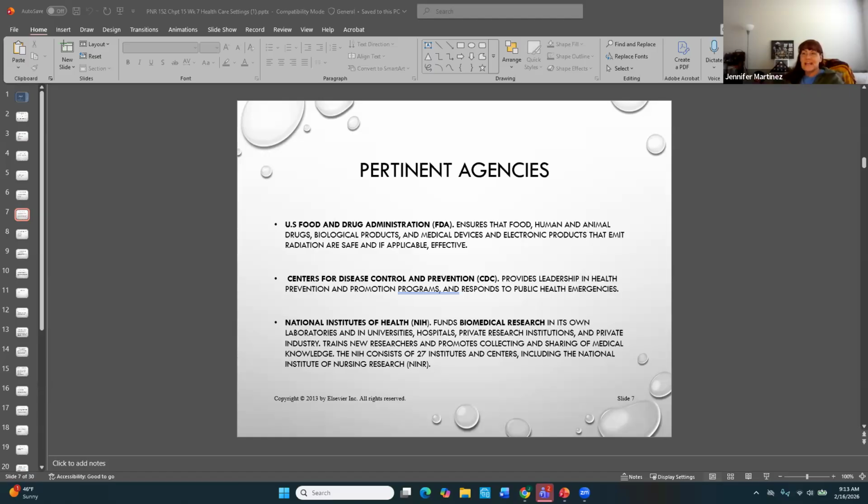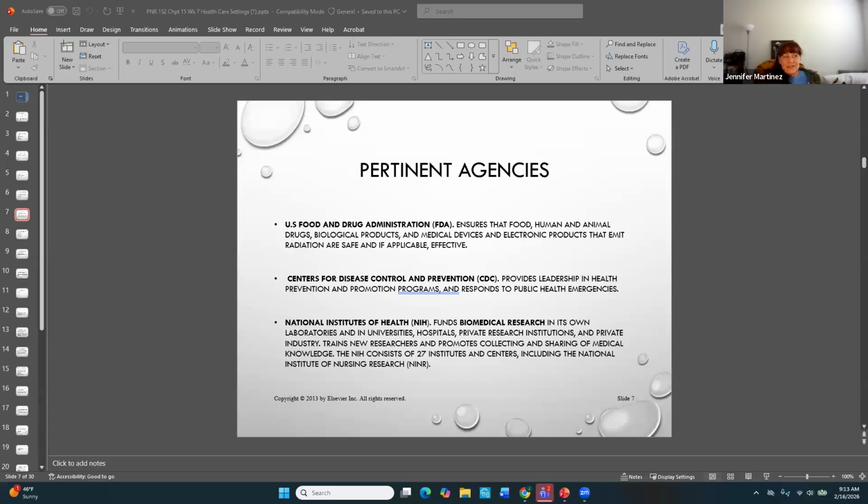If you decide that you want to travel out of the country, and you need to know if there are any additional vaccinations or other preventive treatment that you need to have prior to going to whatever country you want to go to, you can go to the CDC and they'll provide guidelines.